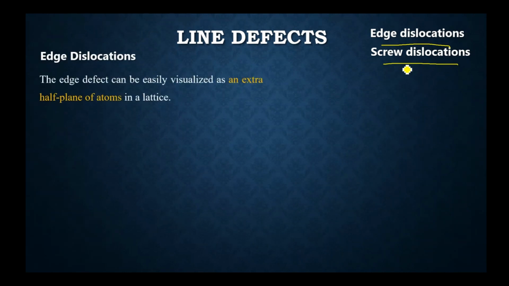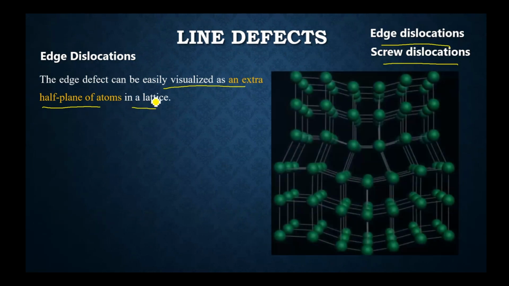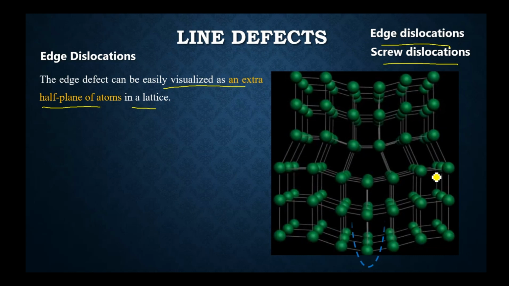As for the edge dislocations, we said that it's basically a defect in which you can easily visualize the defect as an extra half plane of atoms in the lattice. And here was the extra half plane that was inserted within the lattice, and it could be easily visualized. Then we said that this is the extra half plane that has been drawn for you.